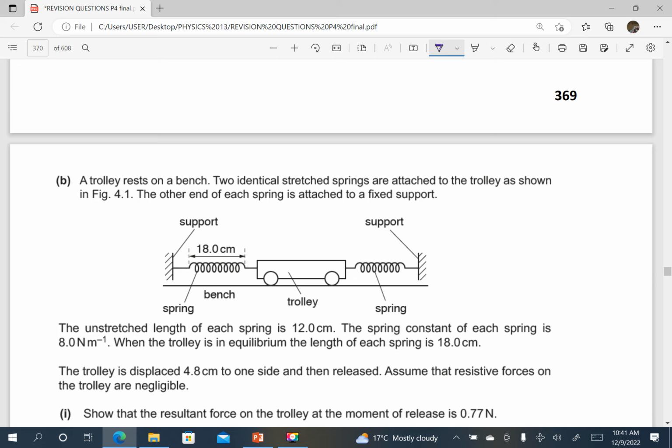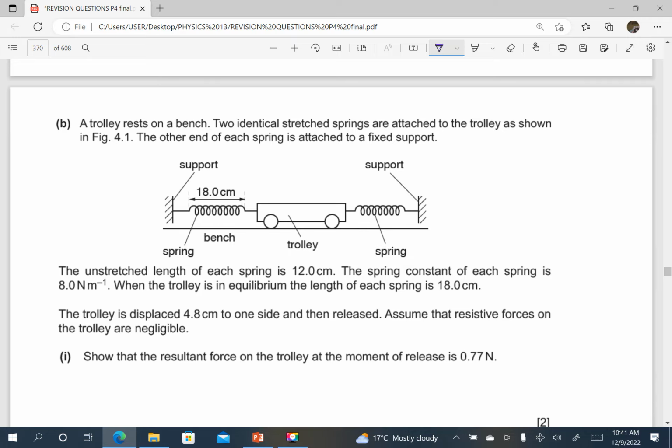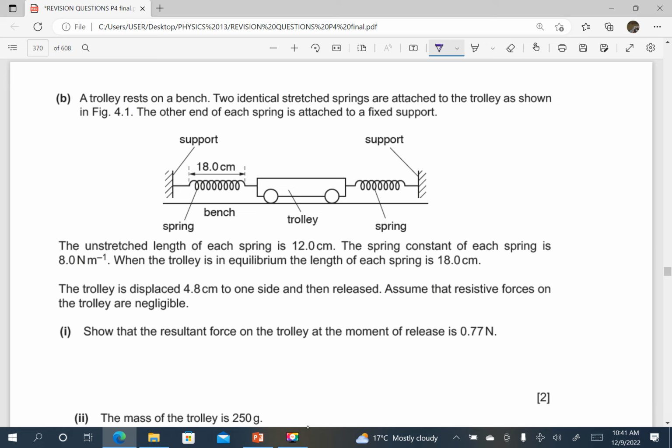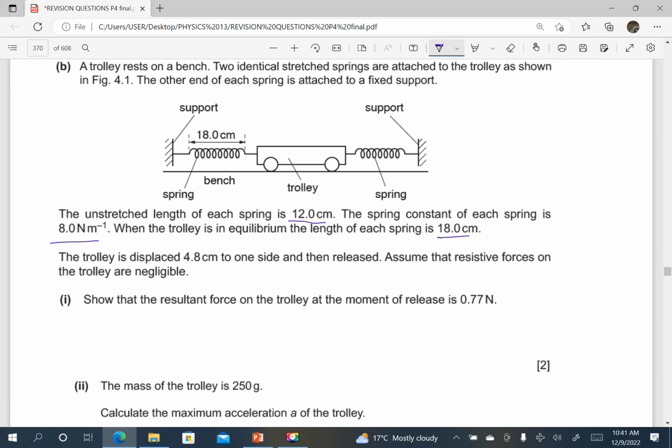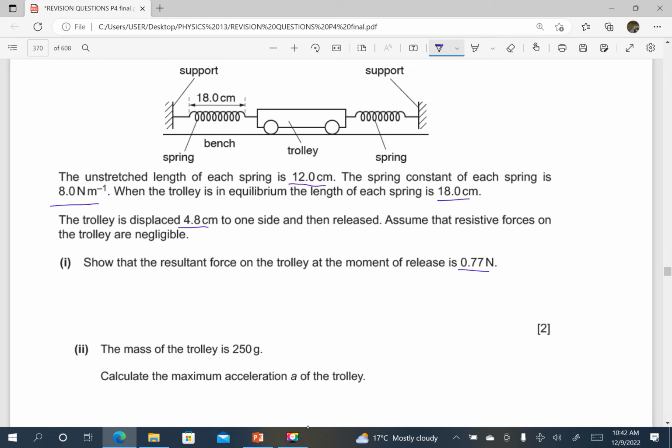A trolley rests on a bench. Two identical stretched springs are attached to the trolley as shown here. The unstretched length of each spring is 12.0 centimeters. The spring constant of each spring is 8.0 newtons per meter. When the trolley is in equilibrium, the length of each spring is 18 centimeters. That's when it is in equilibrium. So this is the equilibrium extension. The trolley is displaced 4.8 centimeters to one side, that is beyond equilibrium, and then released. Assume that the resistive forces on the trolley are negligible. Show that the resultant force is 0.77 newtons.